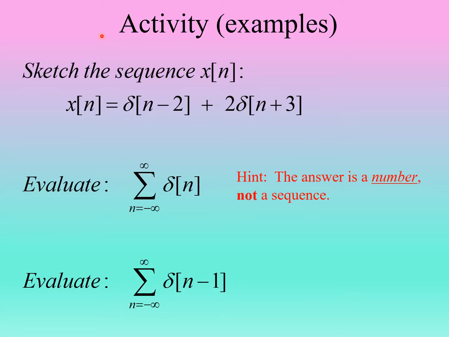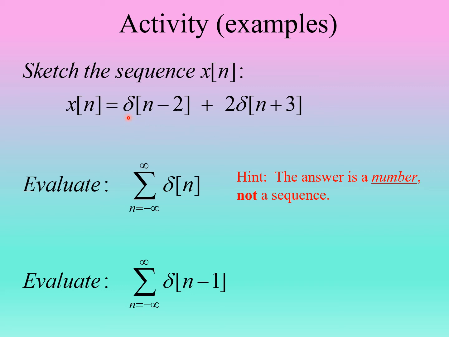All right, so let's do a couple activities, a good warm-up here for our lecture. Go ahead and sketch the following sequence. x[n] is equal to delta[n minus 2] plus 2 times delta[n plus 3]. So that's your first task.